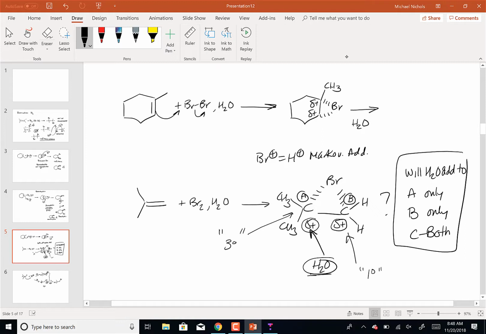And that's how we deal with the triangle. If this is a neutral nucleophile like it is, it's always going to add to the carbon with the greater positive charge. Which one is that going to be? The most substituted carbon. Right?